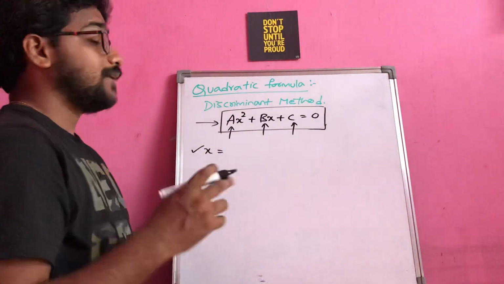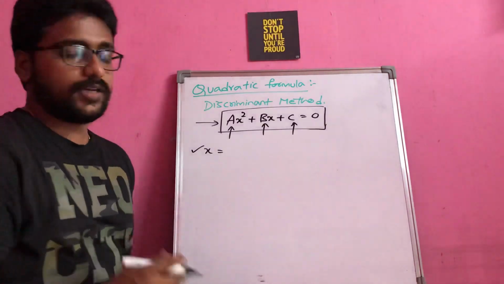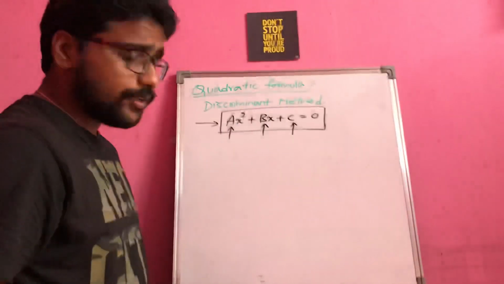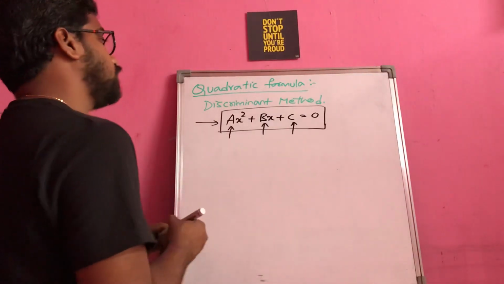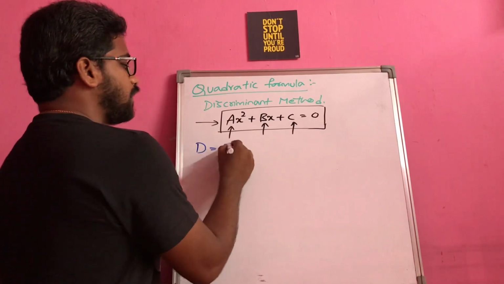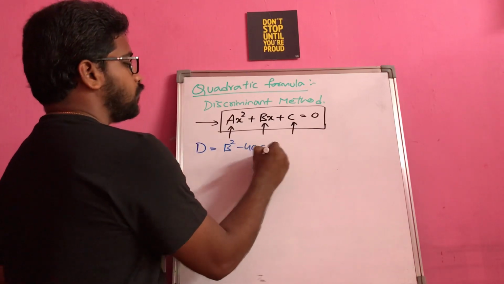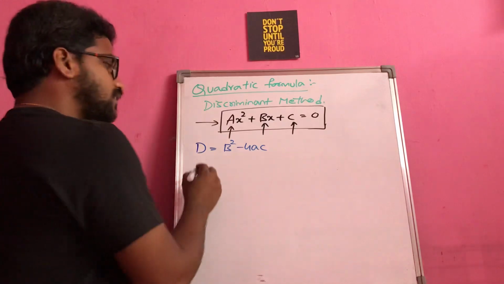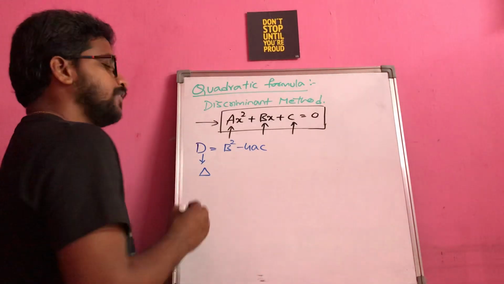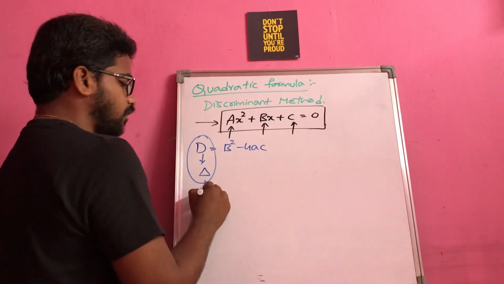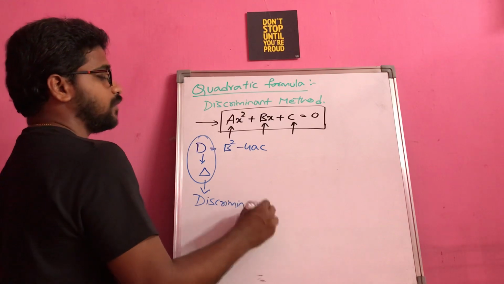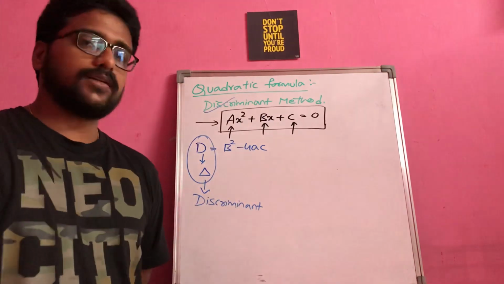So what is the formula that we are going to use here, and what is the first step? The first step is to find the value of capital D, which is given as b^2 - 4ac. In some textbooks this D is represented with delta also. This D or delta is called the discriminant. That's why another name for this method is the discriminant method.